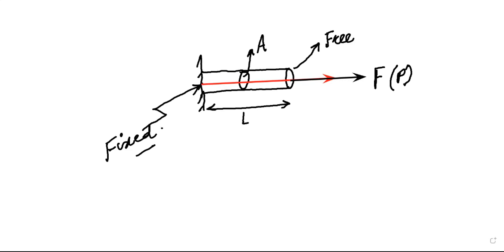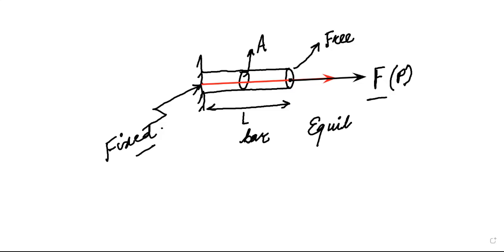Okay, so what we have is a bar of length L, area of cross section A, fixed at one end, free at the other end, subjected to load or force F or P at its free end. The force is applied in the same direction as the axis of the bar. After some time the equilibrium will be established.